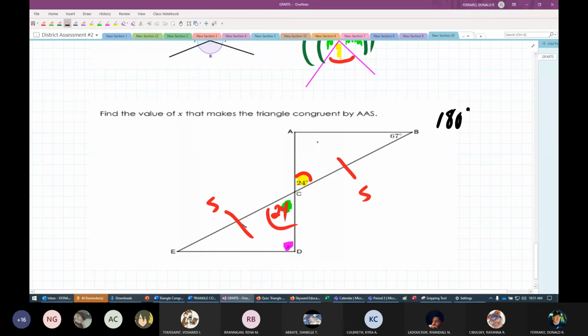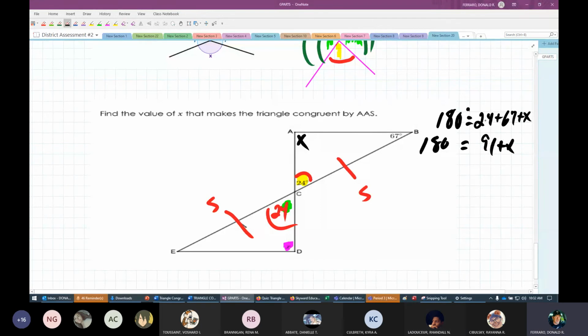So, since A corresponds to D, we know that this triangle has 24, 67, and we're also going to call this X. All right. So 180 is equal to the three angles. So I know I got 24, I got 67 plus. Can anybody tell me what that's going to be? 91 plus X equals 180. Oh, Jatrice said 90. That's pretty good, Jatrice.